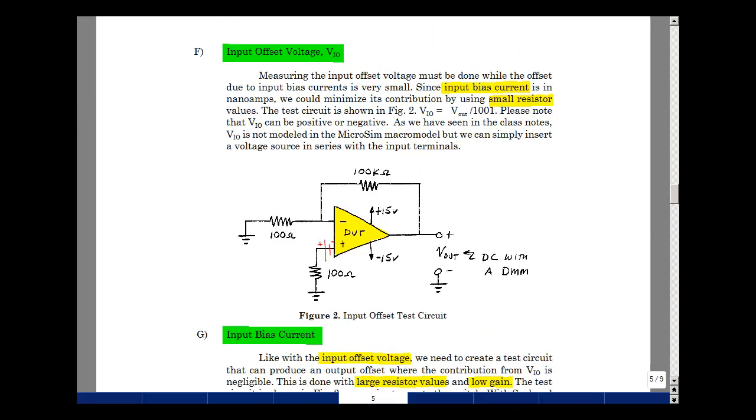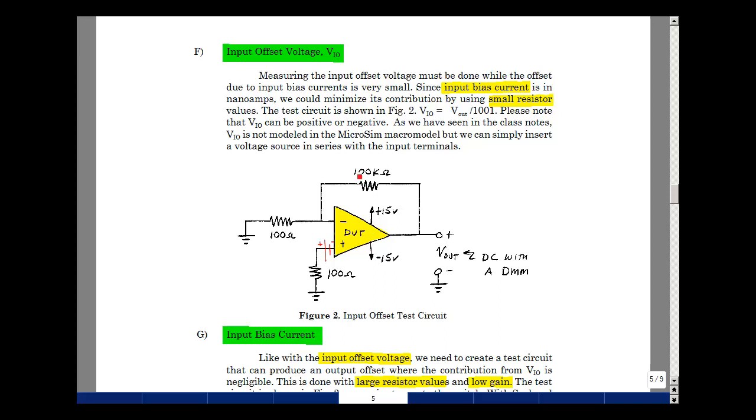Next, I'm going to have you measure the input offset voltage, VIO. This is a DC effect, but there are also two other DC effects. That is the input bias currents and input offset current. So I need to minimize their effects when I'm measuring this. So what I'm going to do is set up a circuit that gives a high gain to this, so I can make the number much, much bigger, and use resistors that are small enough that the drop across them caused by the bias currents and input offset current wouldn't affect the answer.